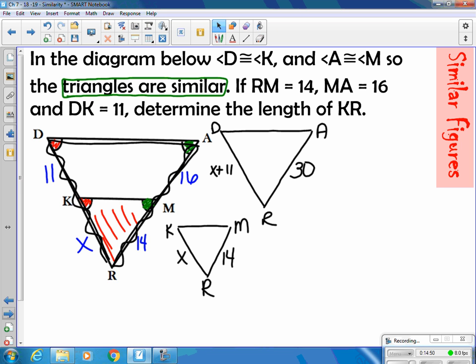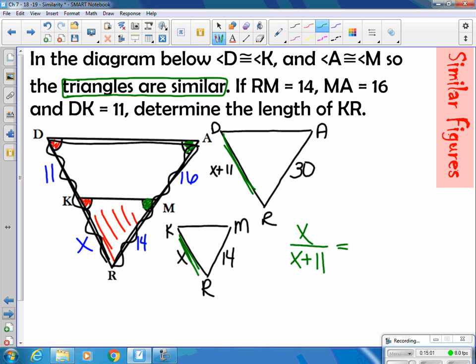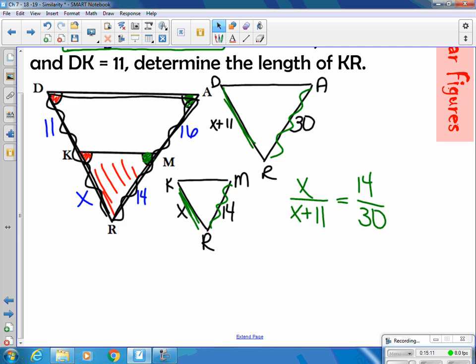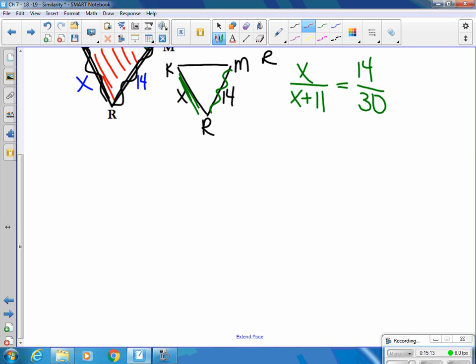Now I have 2 triangles. They already told me they're similar. Now I can set up and solve my proportion. X goes with side x plus 11 the way 14 goes with 30. Let's solve this then.